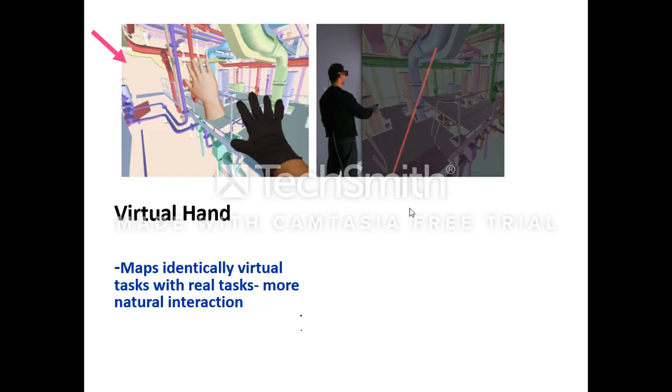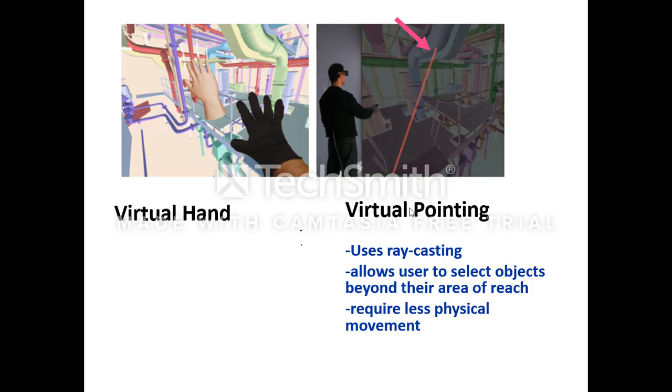So in the early days, virtual hand techniques were more popular as they mapped virtual tasks identically with the real tasks, which resulted in more natural interaction. However, ray casting selection is becoming more popular as it results in better selection effectiveness, as it allows users to select objects beyond their area of reach. They also require less physical movement.